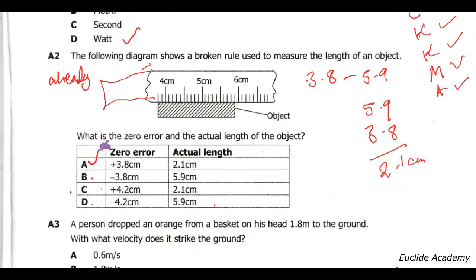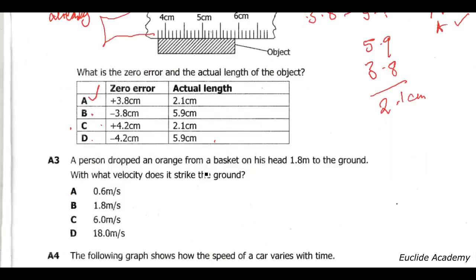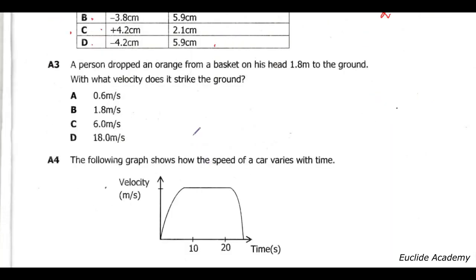It works pretty much great. So A will be the correct option here. A person dropped an orange from a basket on his head 1.8 meters to the ground. With what velocity does it strike the ground?